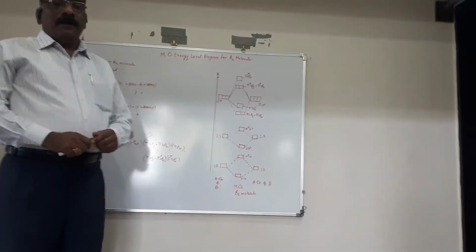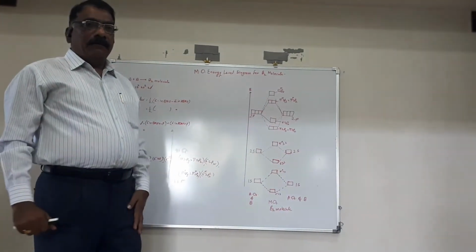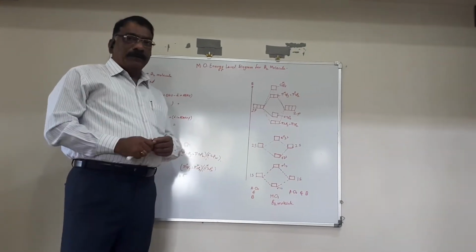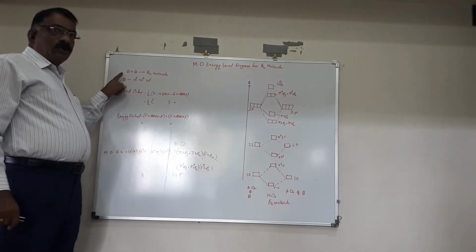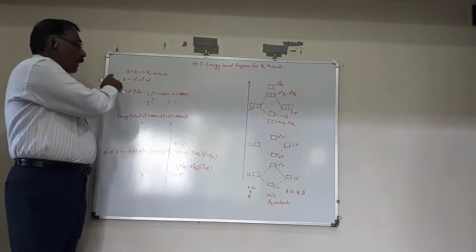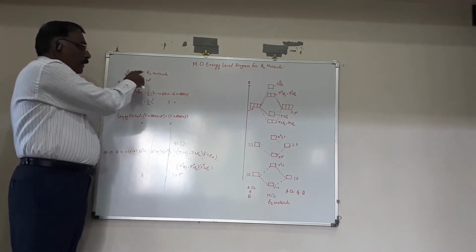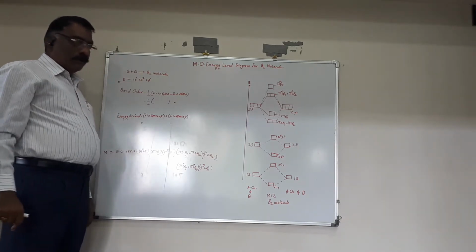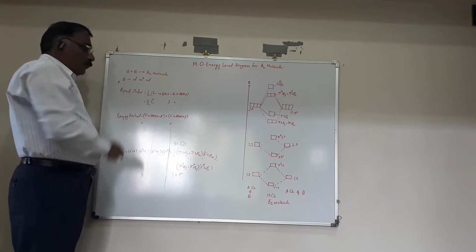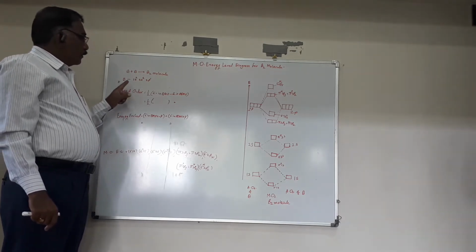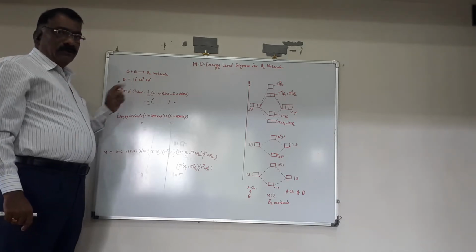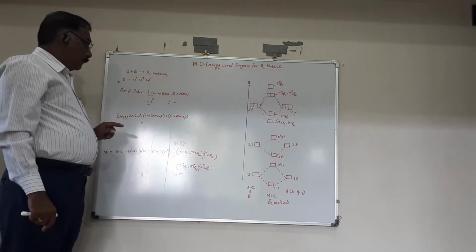To see the MO energy level diagram for the B2 molecule. This B2 molecule is formed by the combination of two boron atoms, first boron and second boron, which produce the B2 molecule. The electron configuration of boron, whose atomic number is 5, is 1s2, 2s2 and 2p1.